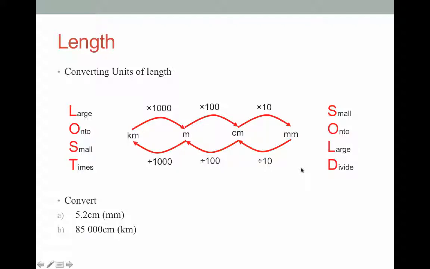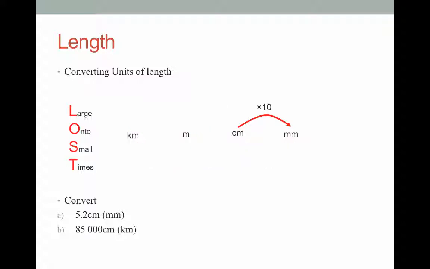So let's look at two examples. We're going to convert 5.2 centimeters firstly into millimeters. Well, I'm going from a larger unit, a centimeter, into a millimeter, so I'm going to be multiplying. There are 10 millimeters in a centimeter, so I'm going to be multiplying by 10. So in my calculator, or in my head, I'm going to multiply 5.2 by 10, and I'm going to get an answer of 52 millimeters. So 5.2 centimeters is the same as 52 millimeters.